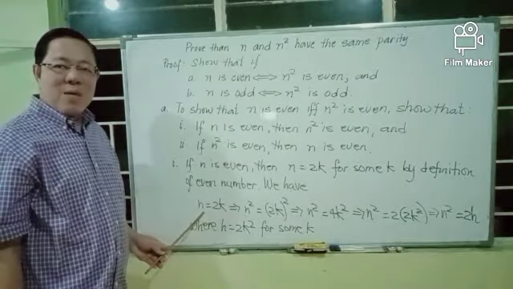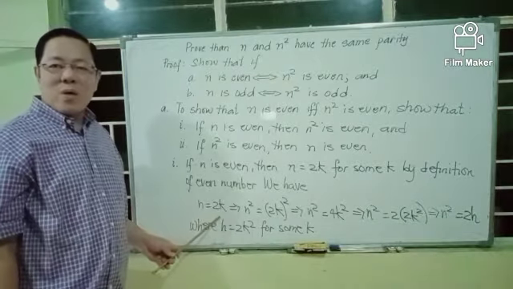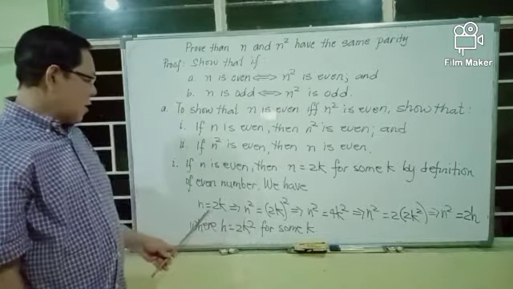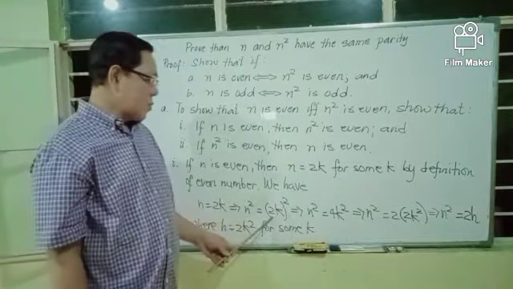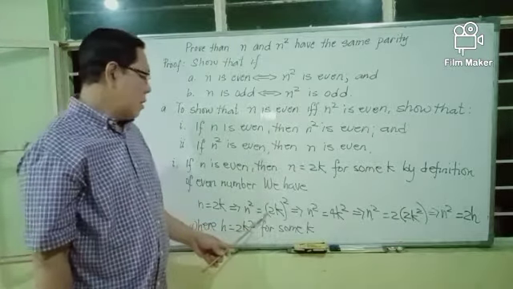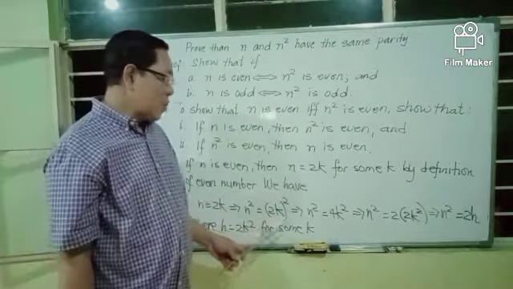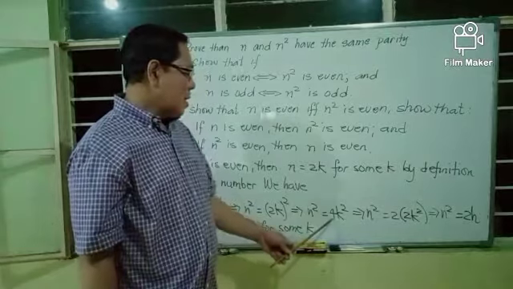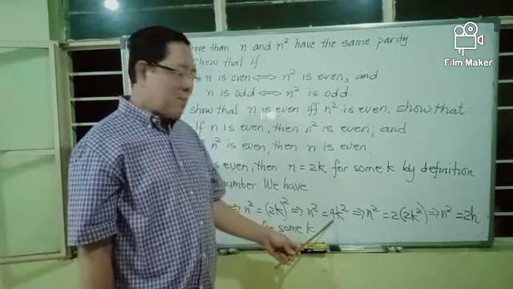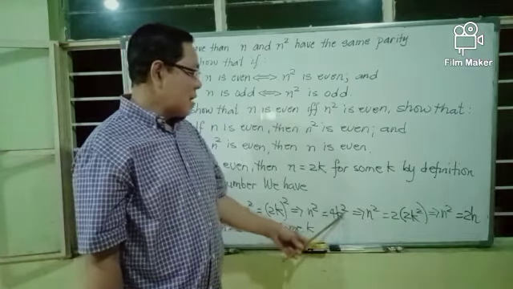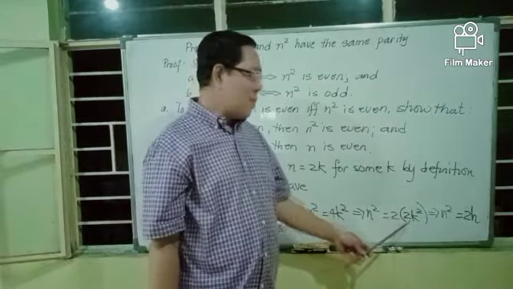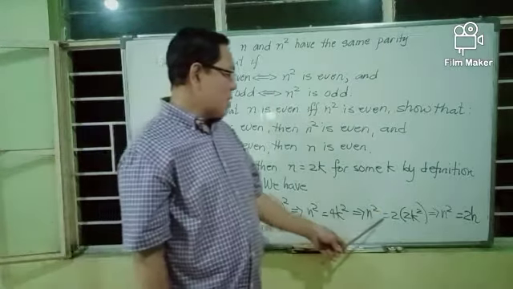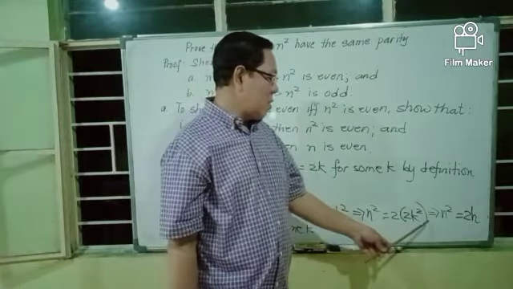We start from the given n equals 2k, and we take the square of both sides. The square of n is n squared, which equals the square of 2k. By the property of exponents, n squared equals the square of 2, which is 4, multiplied by the square of k, k squared. And 4 can be divided by 2. Hence, 4k squared can be written as 2 multiplied by 2k squared. Hence, n squared is equal to 2 times 2k squared.